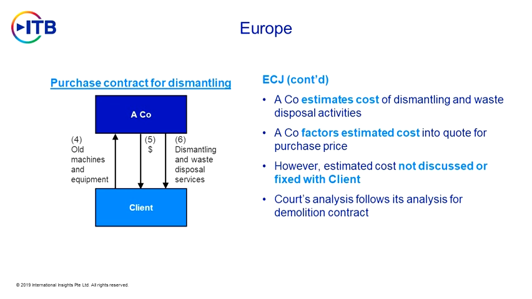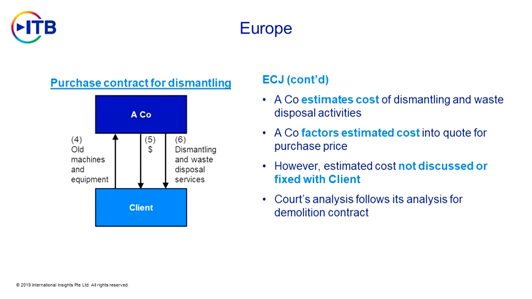Under the purchase contract, ACO is responsible for dismantling and removing from the client's premises the old machines and equipment, as well as disposing of the resulting waste, item 6 in the diagram. ACO estimates in advance the cost of the dismantling and waste disposal activities. That estimated cost is factored into the price it quotes for the purchase of the old machines and equipment. However, the estimated cost is not discussed or fixed with the client.